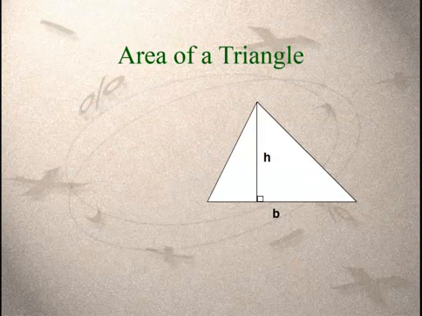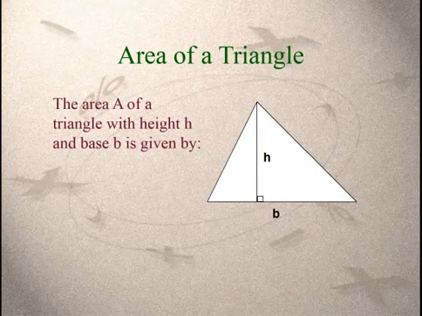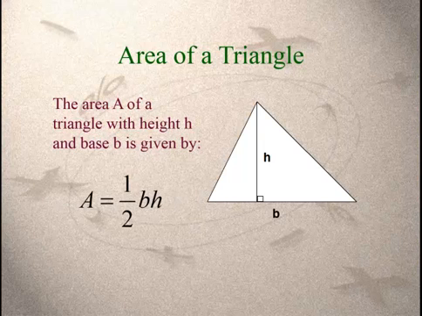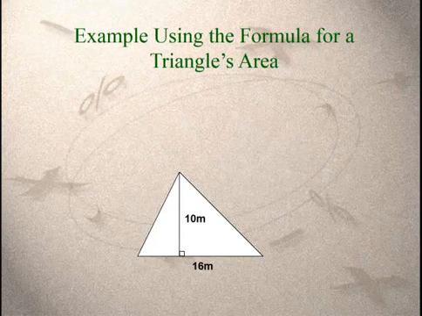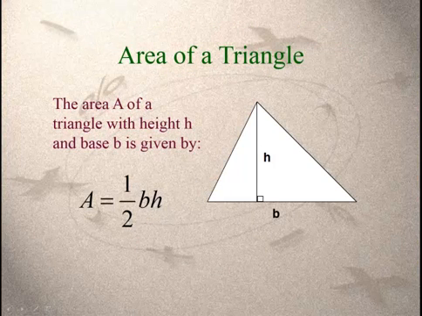Next formula, area of a triangle. The area A of a triangle with height H and base B is given by A is equal to 1/2 base times the height. And let's go back to that again. A is equal to 1/2 base times the height.